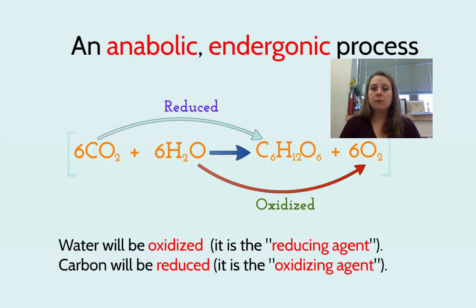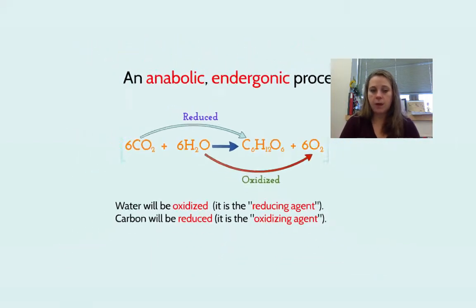It is anabolic, it is endergonic. So we are going to take carbon dioxide and we are going to reduce it. If you forgot that, LEO says GER, right? We have to remember our reduction-oxidation reactions. Carbon dioxide is reduced into glucose, where you get water being oxidized. So the reducing agent is water, the oxidizing agent is the carbon. Okay, so just to kind of remember that.